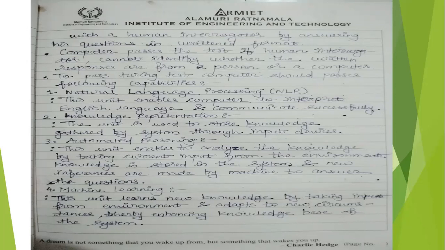Next is machine learning. This unit learns new knowledge by taking input from the environment and adapts to circumstances, thereby enhancing the knowledge base of the system. Means the system is taking inputs by using sensors from the environment, and as the environment is changing, the system is also adapting to those new inputs. As the environment changes, inputs will change, and as inputs change, the system has to adapt to those circumstances. And because the system is capable of adapting to those circumstances, the knowledge base of the system is enhanced. So that is machine learning.